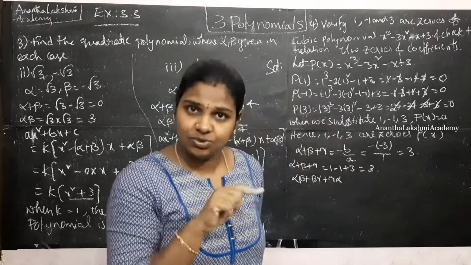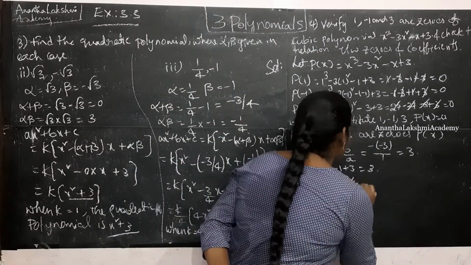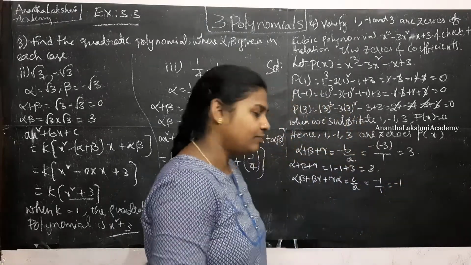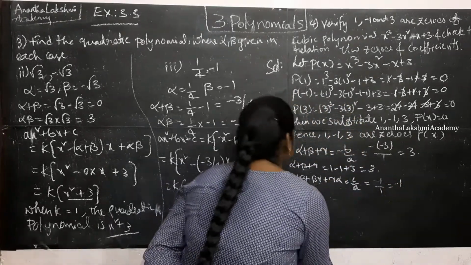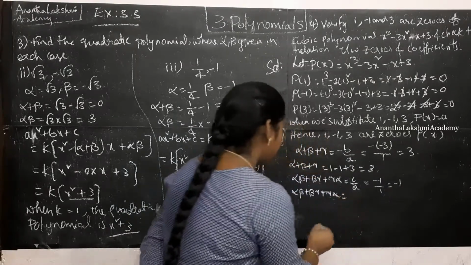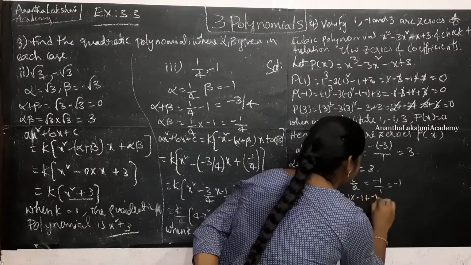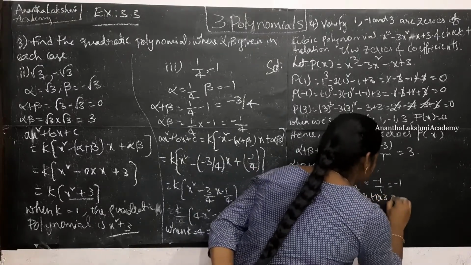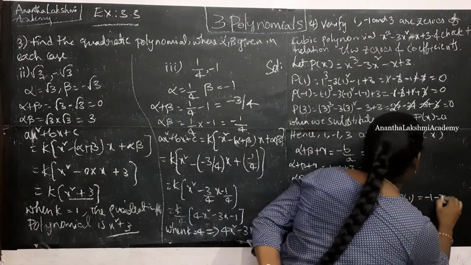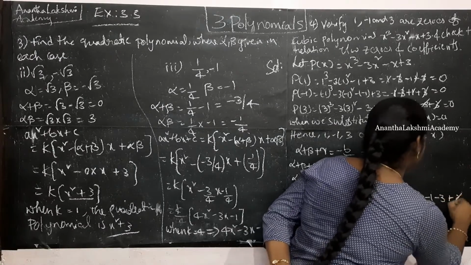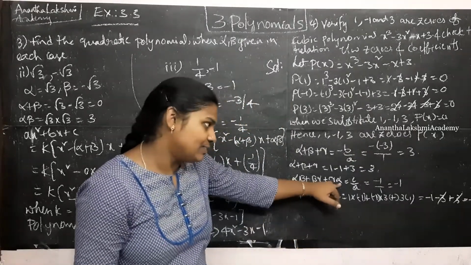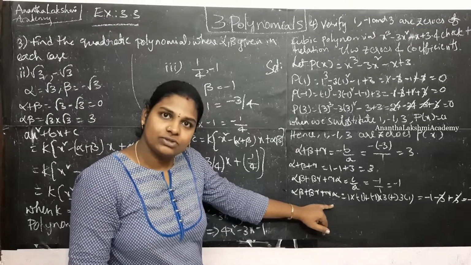Now let's do it for alpha beta plus beta gamma plus gamma alpha. Product of the roots multiplied two at a time is nothing but c by a. What is c? Minus 1 by 1 is nothing but minus 1. So alpha beta plus beta gamma plus gamma alpha is 1 multiplied with minus 1 plus minus 1 multiplied with 3 plus 3 multiplied with 1, which is nothing but minus 1 minus 3 plus 3. 3 and minus 3 get cancelled and the answer is minus 1. So the result which we got from the formula and by substituting the values of the zeros is equal.